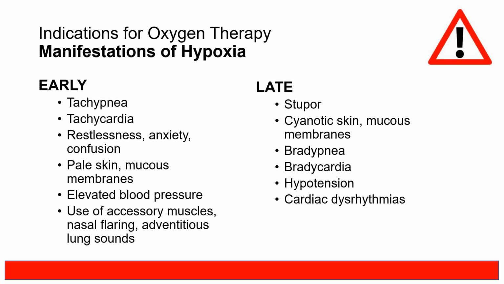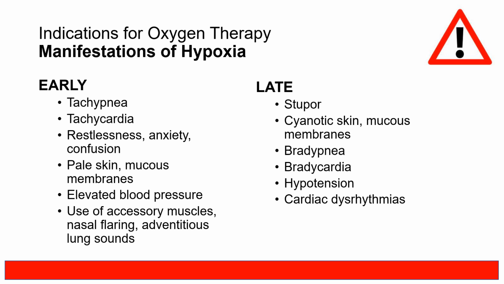Now moving on to manifestations of hypoxia. So hypoxia is low levels of oxygen to our tissues and our organs. So this you should definitely be familiar with, because if you have a patient that has some of these signs and symptoms, then you want to be able to recognize it quickly so that you can give them oxygen. So the early signs: tachypnea, so they're going to be breathing fast; tachycardia, they're going to have a high heart rate; they can be restless, anxious, even confused; pale skin, mucous membranes will be pale as well. You can have an elevated blood pressure. You'll see the use of accessory muscles, nasal flaring, adventitious lung sounds. That just means not normal lung sounds. So those are all the early manifestations of hypoxia.